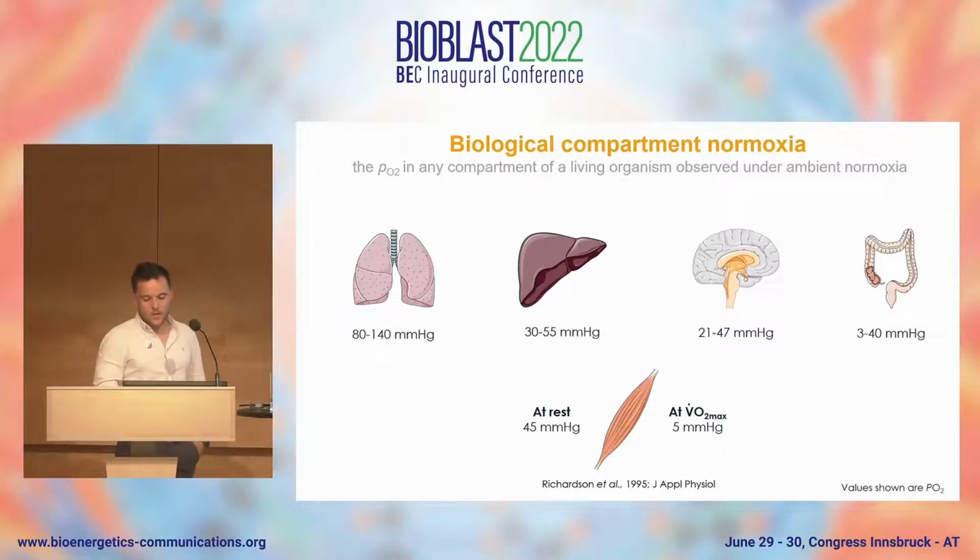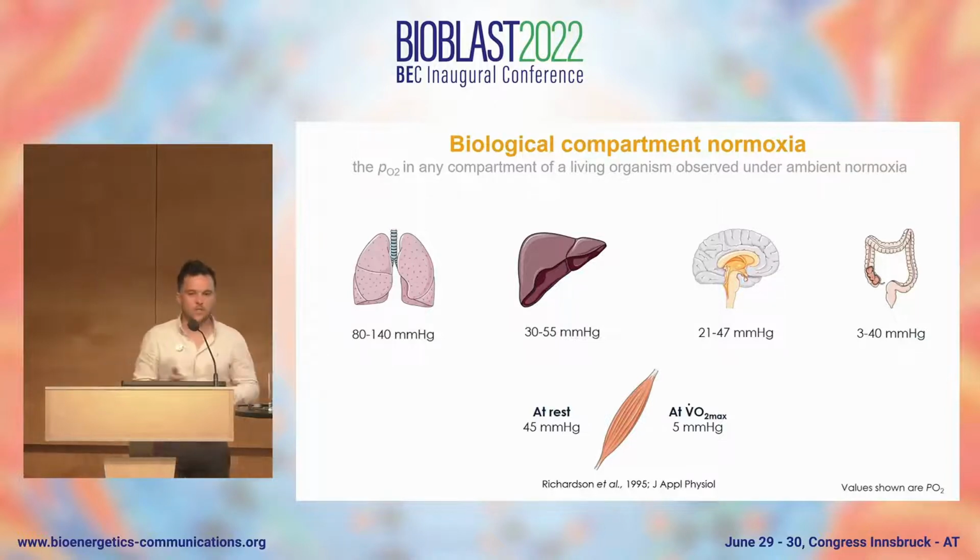And of course, this PO2 is a function of aerobic metabolic activity and oxygen transport from the environment to the various compartments of an organism, some of which are shown here on screen. And not surprisingly, you can see that normoxia fluctuates within a range that is specific for that tissue.